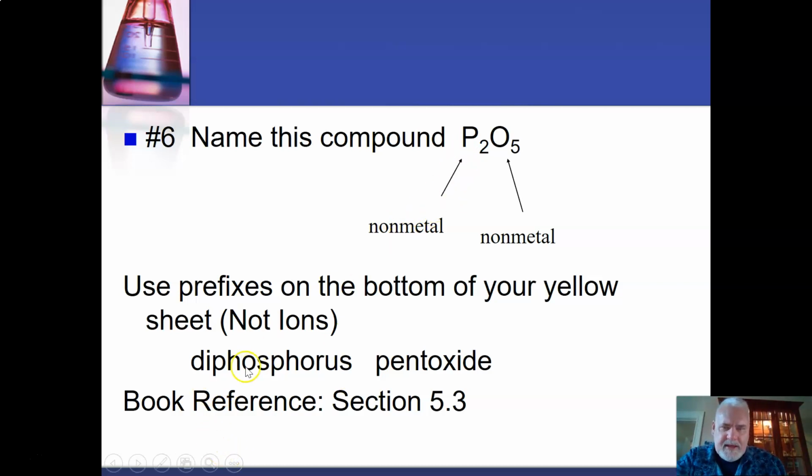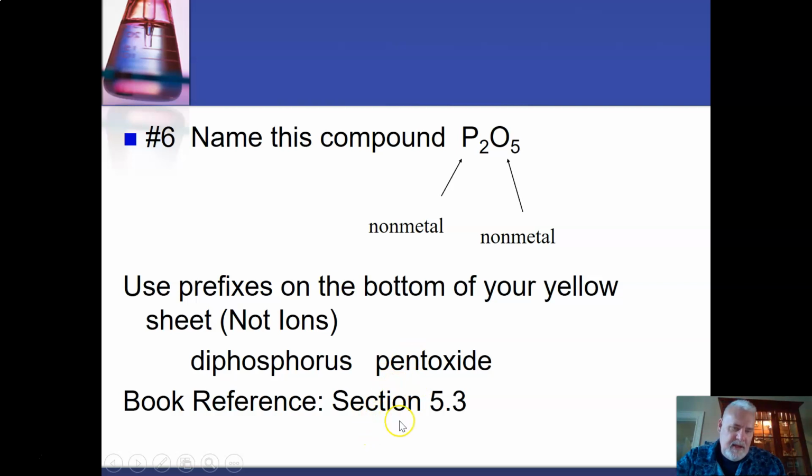So in this case it would be diphosphorus. Notice the first word comes from the periodic table, just the name of the element, and the second one, it doesn't say pentaoxygen, it says pentoxide. Notice you drop the A on that. So pentoxide means 5 oxygens, and you can get the name of the second one from your yellow sheet. The top half of that yellow sheet has those singular atoms with their prefixes. The negative ions. Well, that would be a negative ion, but in this case, it is covalently bonded.